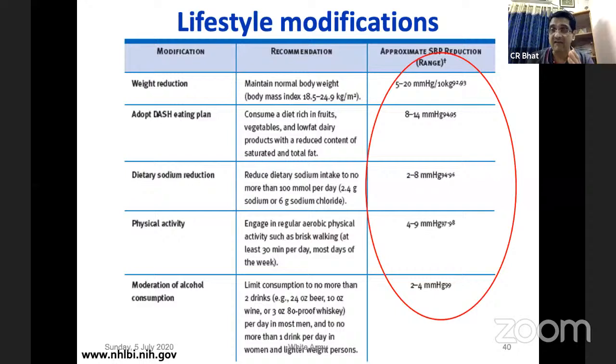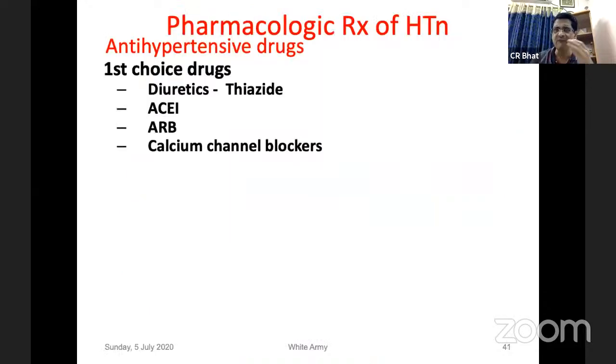Now I have highlighted it. These lifestyle modifications can bring down the blood pressure by anywhere between 5 to 20 millimeters of mercury. It may act like taking one drug, but it is mandatory to prevent hypertension as well as to control hypertension. Okay, fine. Now we have various pharmacological options.